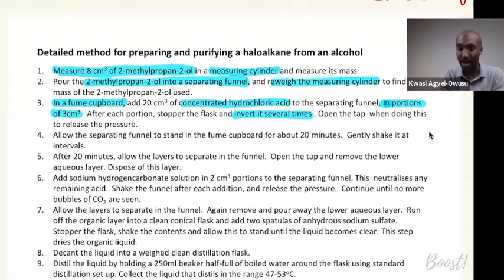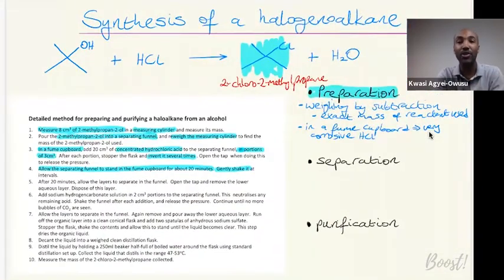Okay, now having done that, you're going to allow the separating funnel to stand in the fume cupboard for about 20 minutes, gently shaking it at intervals. Okay, so we're adding our hydrochloric acid in small portions, and we're also mixing it, making sure that we've got a uniform mixture so that our reactants are in contact with each other and allows a much faster reaction. Okay, so after 20 minutes, we've carried out the reaction.